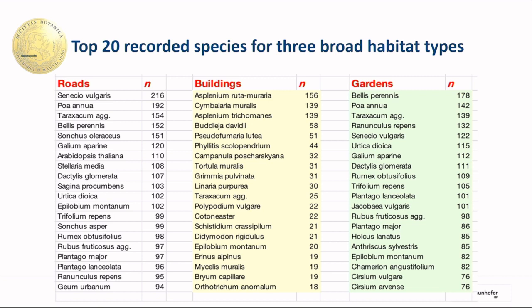So we can draw up lists. The first stage in the analysis is to draw up lists and look at the top 20 recorded species in broad habitat types. And we mix the bryophytes in here with vascular plants. And so you can have a kind of a league table of how often do these plants turn up. And we'll be able, in the end, when we do analysis, to identify attributes of species which mark them out as a garden lover or a building lover or a road lover.